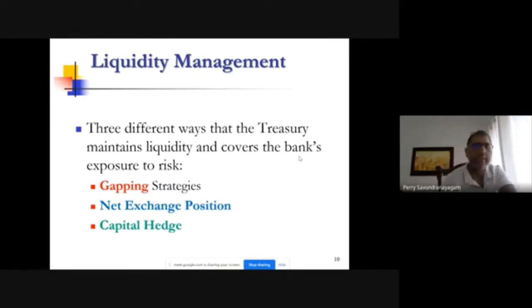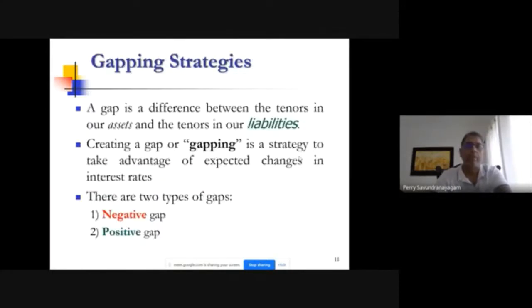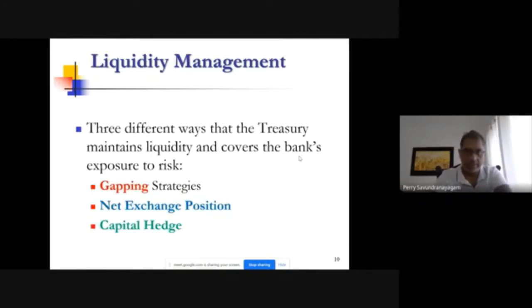Now, we are looking at 3 ways that the bank could manage its interest rate risk, as well as its exchange risk and its liquidity. First thing we are looking at is gapping. I touched on this briefly. What does gapping mean in your own words? When I say gapping, what does it mean?